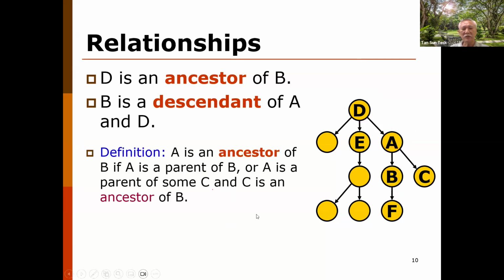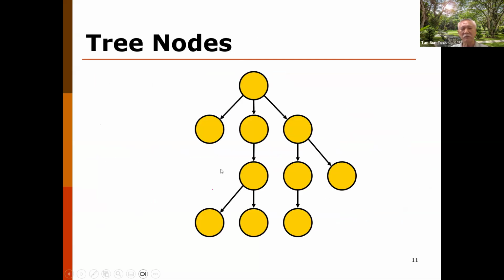Yeah, so the definition: A is an ancestor of B if either A is a parent of B, directly related, or A is a parent of some C, and C is an ancestor of B. So straight away, you can see that this is a recursive definition, right? Yeah, so if A is directly the parent of C, A is the ancestor of C. Or if D is a parent of A, and then A is a parent of C, so D is also the ancestor of C. Yeah, so we have this definition.